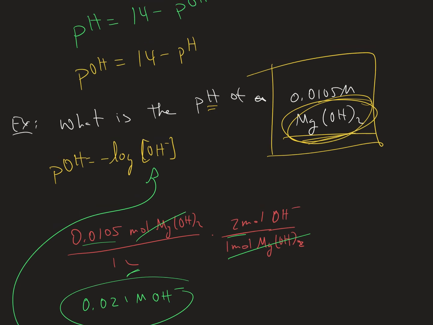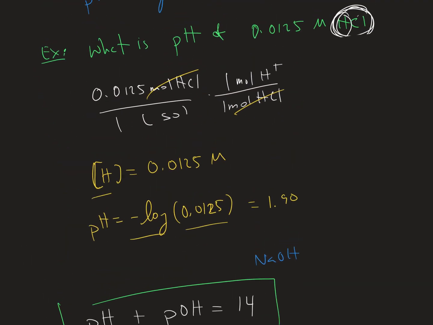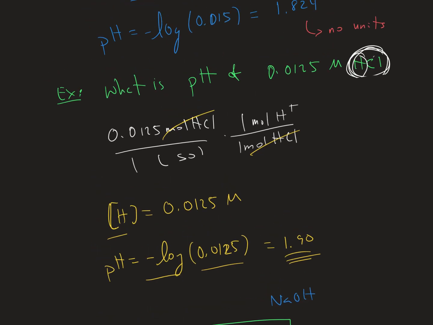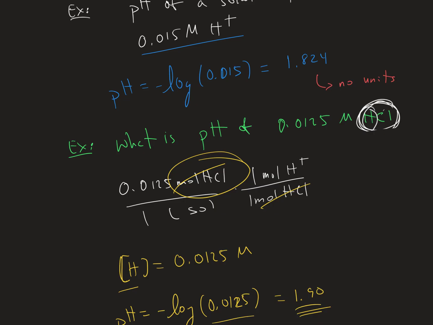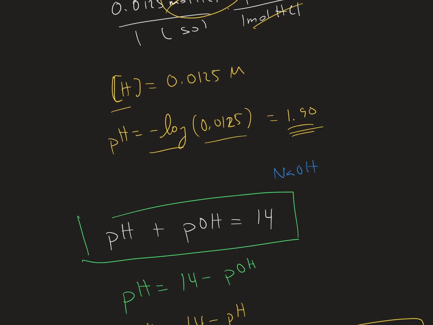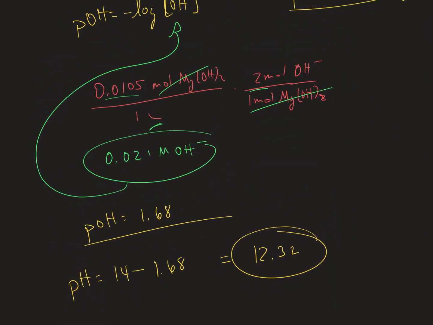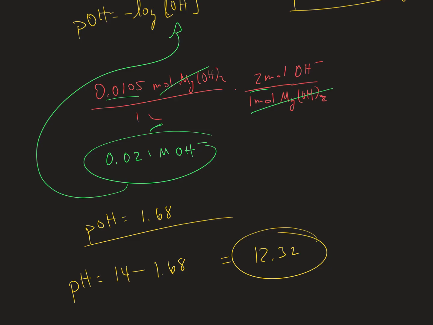And on the last one, the last two, we had a pH of 1.9. Is that acidic or basic? Acidic because we're dealing with HCl. That's a strong acid. That makes sense. We good? Questions?